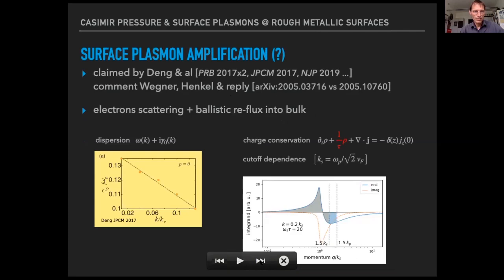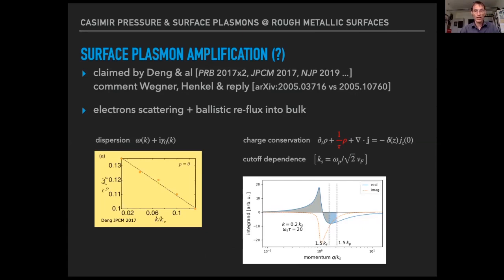Yes, okay. And so it's a claim by a group led by Haiyao Deng, who works in the UK. And he's working out the dispersion relation of surface plasmons. So this dispersion relation in general is a complex quantity, so the real part and the imaginary part. And what he finds is that this imaginary part has a sign such that the surface plasmon could be amplified.